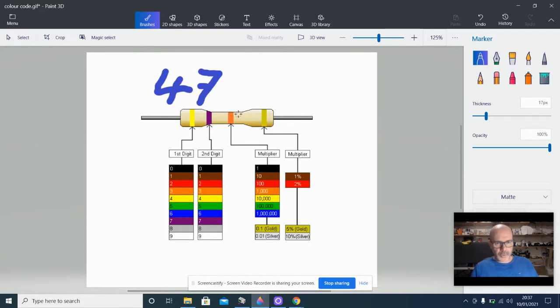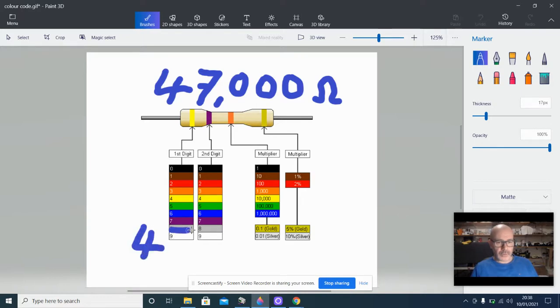Now our third band is the most important. That's our multiplier. Whatever color that is, we write down the number of zeros that color represents. This one here is orange, and orange is 3. So we write down 3 zeros. So the value of this resistor is 47,000 ohms, and we always put in our unit there, our symbol. Or we could write down 47 kilo, small k, ohms, which looks a little bit neater and tidier. So that value of resistor there is 47 kilo ohms.